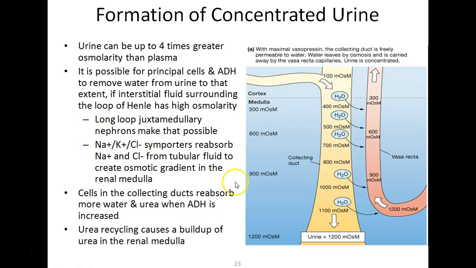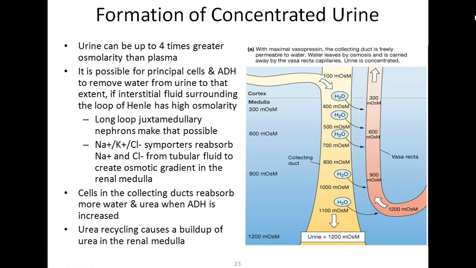Here we have an image showing the vasa recta on the viewer's right and the collecting duct in the middle. The formation of concentrated urine, the urine can have a concentration up to 4 times greater osmolarity than plasma. You might recall in this collecting duct we have principal cells. So it's possible for principal cells and ADH to remove water from urine to that extent if the interstitial fluid surrounding the loop of Henle has high osmolarity. We have these long juxtamedullary nephrons that make that possible.